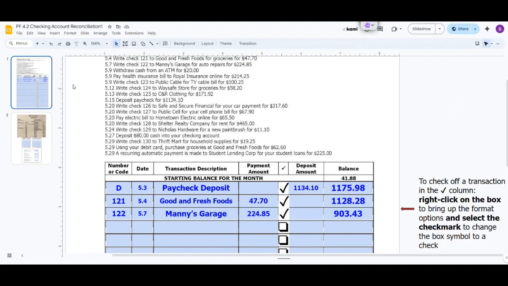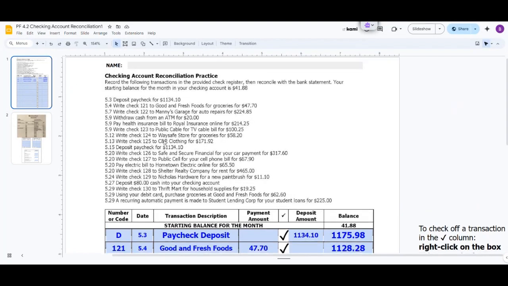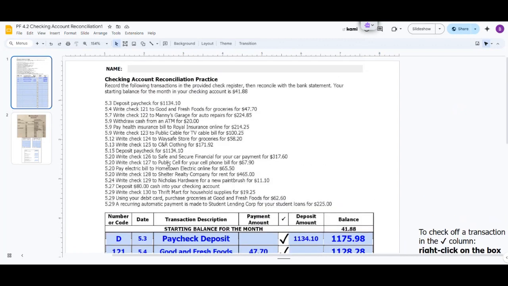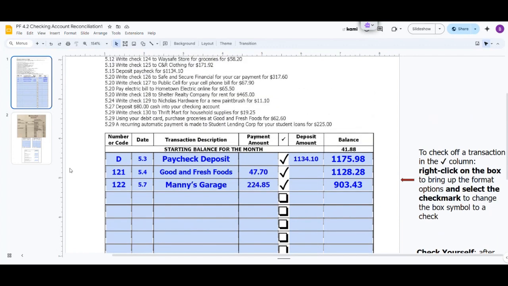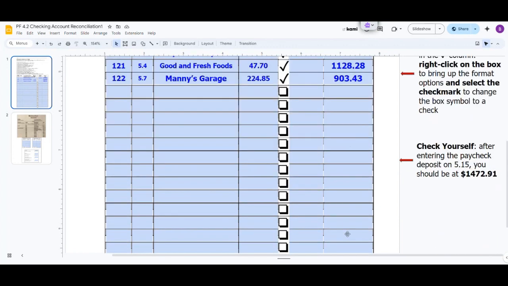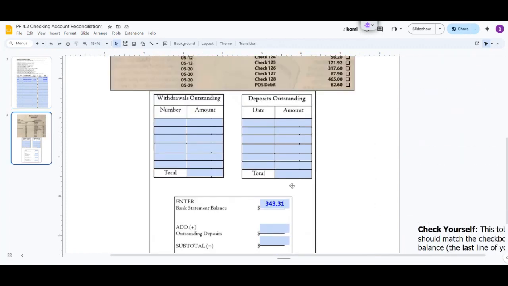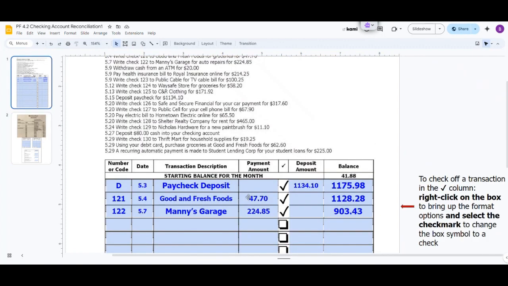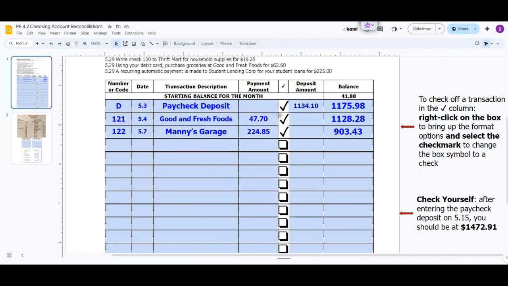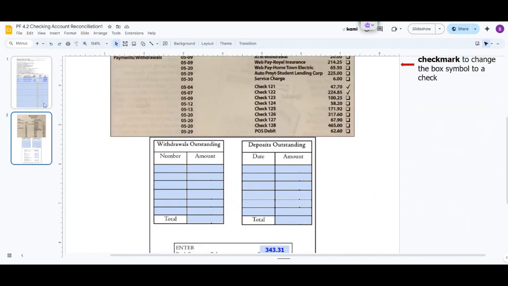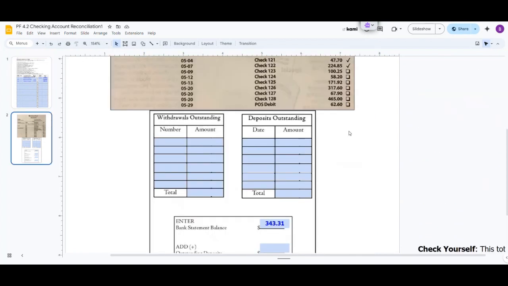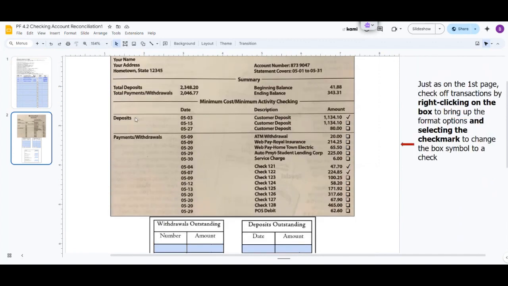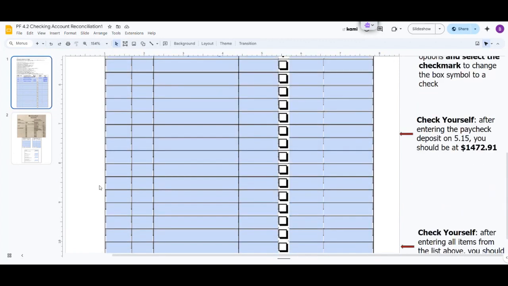So again, this is what you're going to be working on. Put all of these into your check register. Put in the balance here. Once you add all of the transactions, go through, compare the bank's records to your records. Check off any transactions that are in both. If there's anything in here that the bank left out, you're not going to check that off because that's outstanding. If the bank has anything that maybe you forgot to write in, add that in.